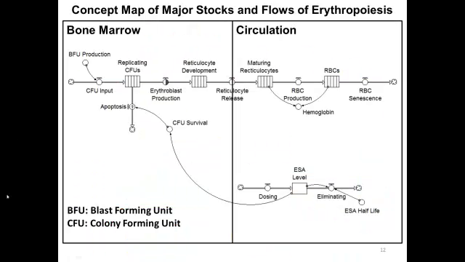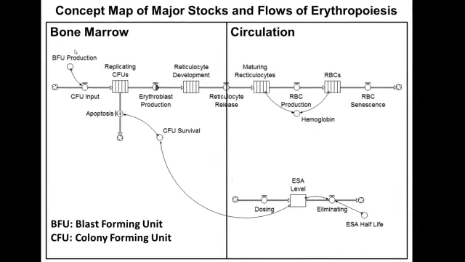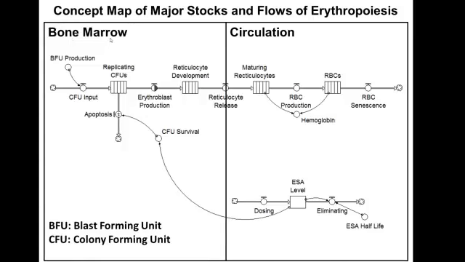This is a concept map of the model that we built, and what these boxes represent are aggregations or collections of cells at varying stages of development. On the left-hand side of the chart represents the bone marrow, and here we have the circulation. In the bone marrow, we have a couple types of progenitor cells called blast-forming units and colony-forming units.